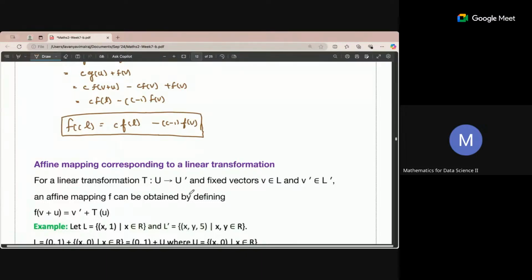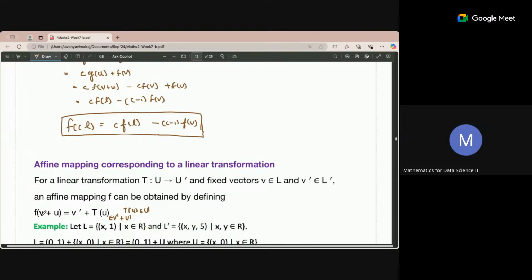Now, if you are having a transformation, how can you define an affine mapping? Suppose you have a transformation from U to U dash. Then you fix two vectors, v from L and v dash from L dash. Then you define the affine mapping in this way: f of v plus u is equal to v dash plus t of u. Any affine mapping can be defined in this way. So you can see that t of u is an element of U dash, so this belongs to v dash plus U dash.